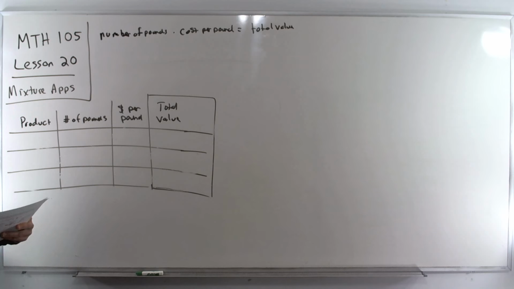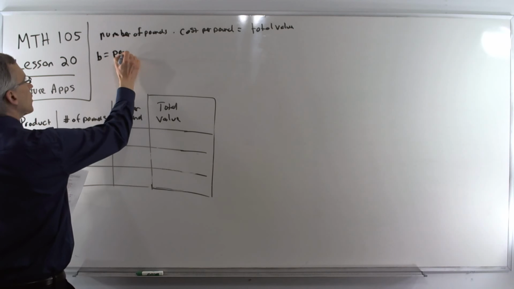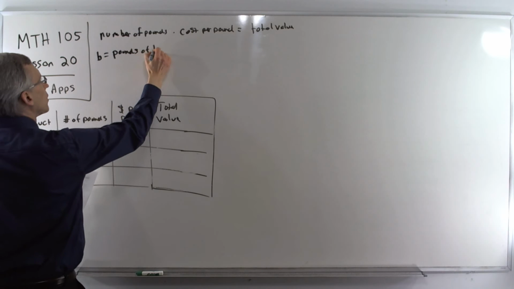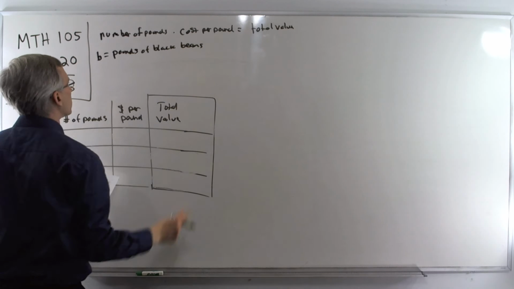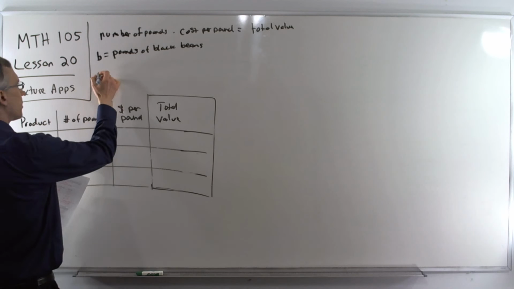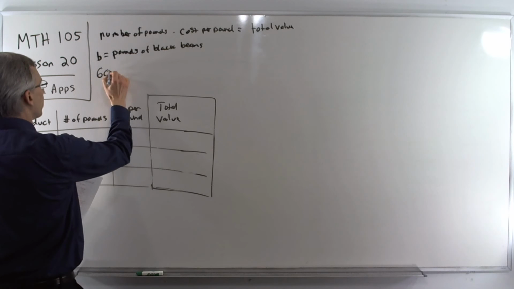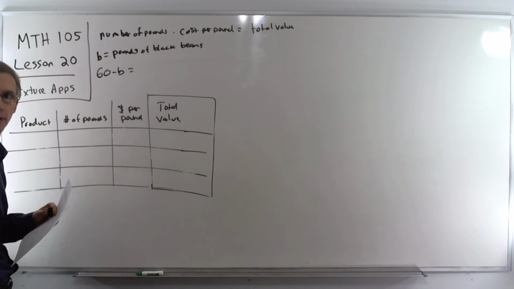It doesn't matter which one we create a variable for. I'll just do B for black beans. Now the total is going to be 60 pounds, so the number of pounds of red beans will be 60 minus B. All right, the total minus the amount of black beans is the amount of red beans.